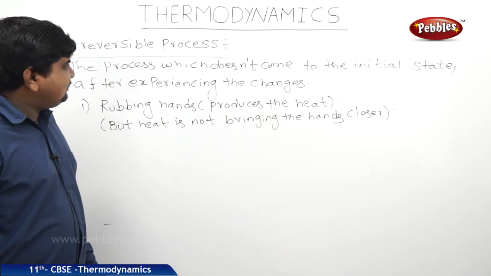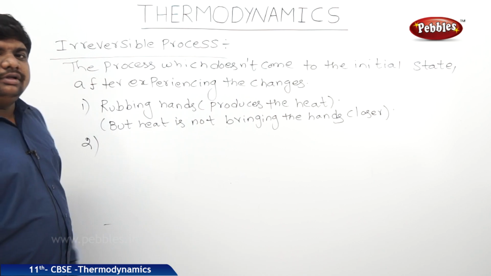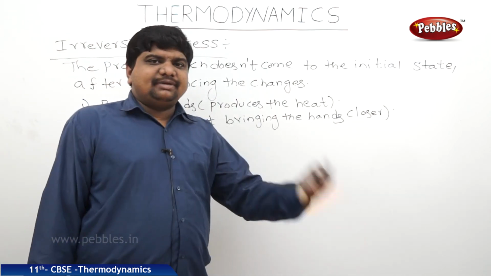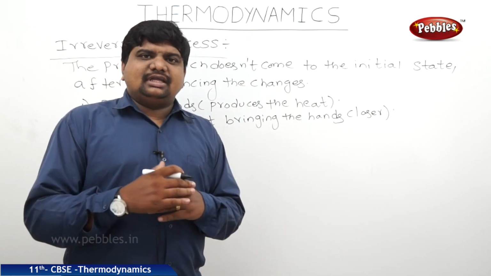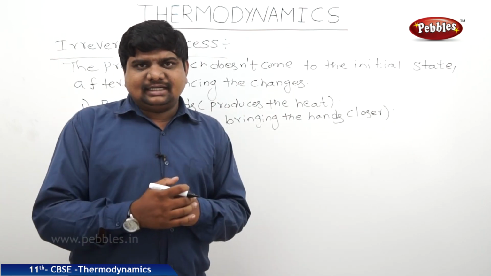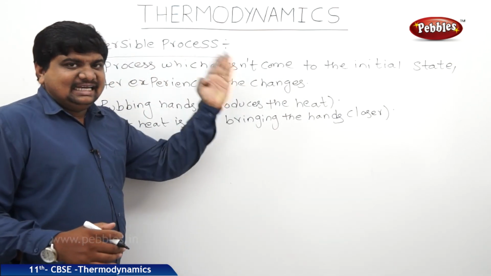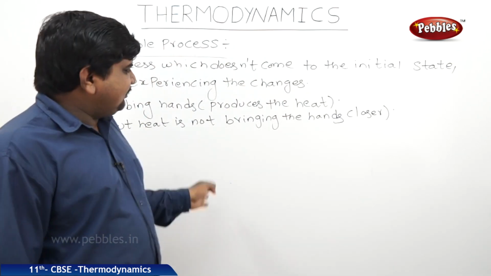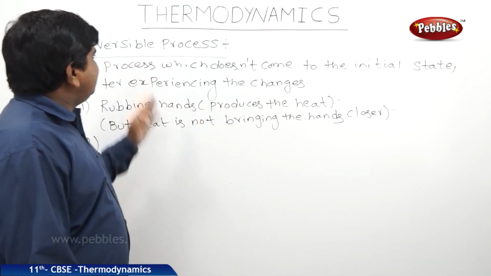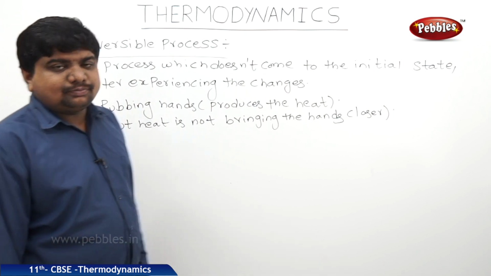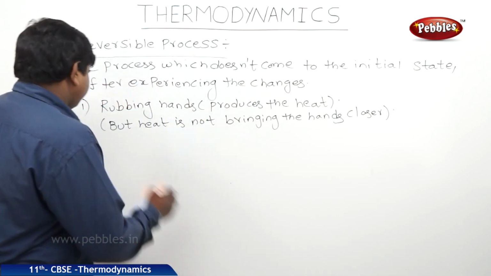This is one of the examples of an irreversible process. The second one: take two gases at different pressures. If these two are mixed together, one gaseous mixture will be created, but that mixture may not be at the same pressures as the initial ones. It is very difficult to separate the pressures from that mixture. So that is one of the examples of an irreversible process. Mixing is possible, separation is not possible.